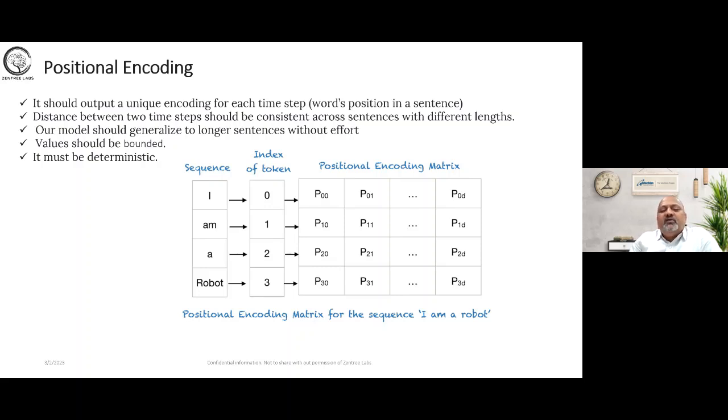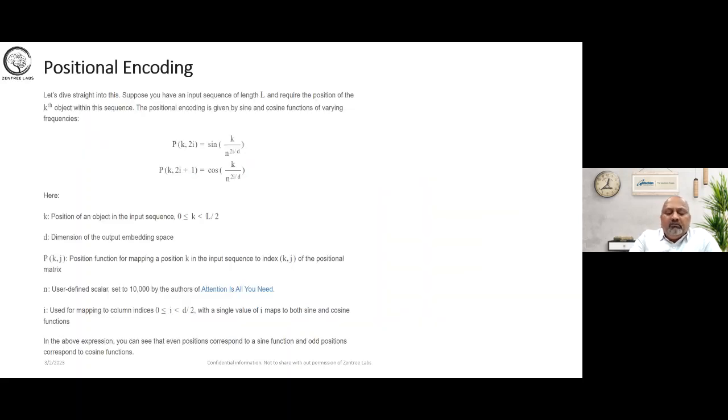You may have a question: can I use the indexes straight away, like 0, 1, 2, 3? But what happens with that is, if the sentence length increases, the index value keeps increasing monotonically, so it will not be bounded. So you are using vectors here to represent the positional information. For position 1, you have P10, P11, to P1d. Now, what kind of vectors can be used to encode this positional information?